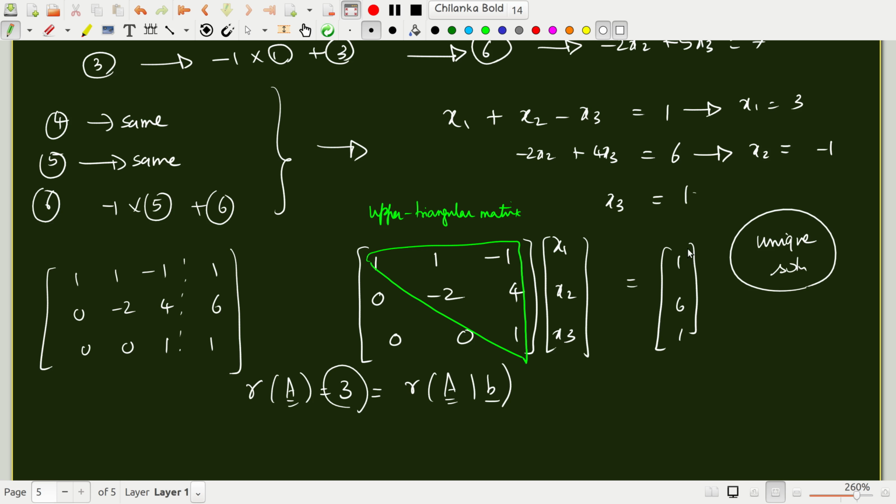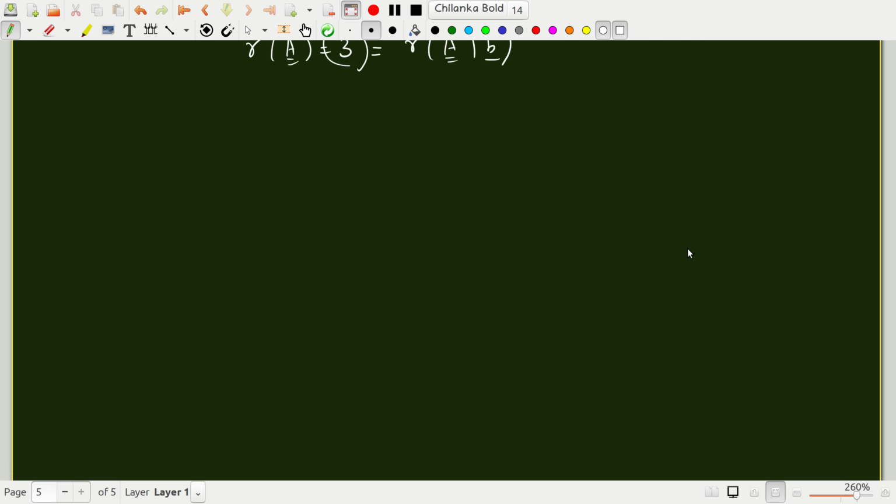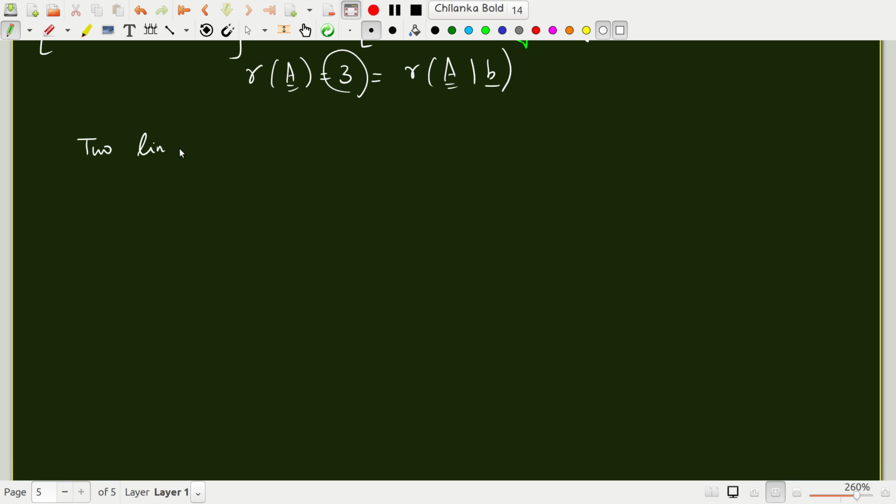Okay. Now one thing that I would like you to remember with regard to this Gauss elimination: two systems of linear equations with n unknowns are equivalent if their solution sets are identical.